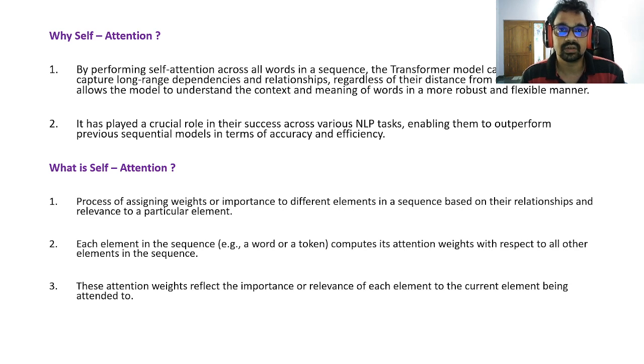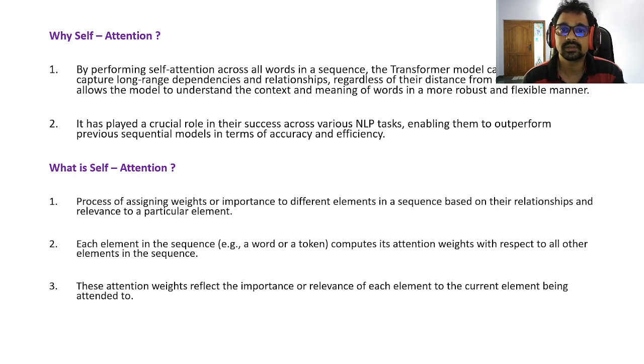So why do we need self-attention? When comparing with the traditional recurrent neural networks, this transformer model was able to capture the long-range dependencies and the relationships in the input sequence. For example, let's say you have a large input sequence, and the recurrent neural network will not be able to capture the relationship between the first word and the last word. In this way, it is losing out the contextual meaning of it.